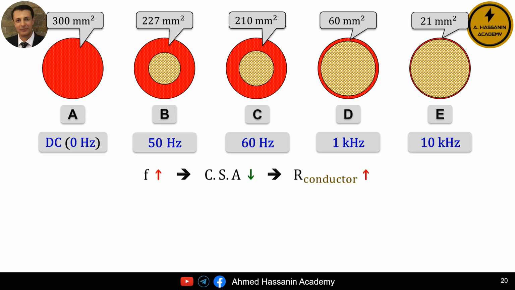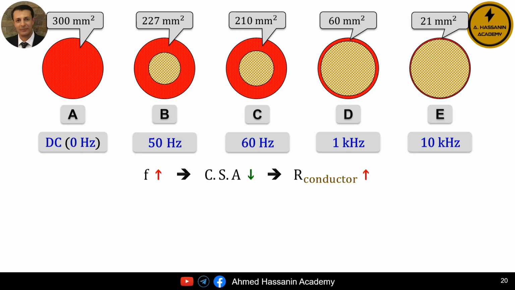That is why we find that in the case of conductor A, which is in the case of direct current, the total cross-sectional area is 300 millimeters squared, and the actual cross-sectional area through which the electric current flows is also 300 millimeters squared. However, in the case of conductor B, which is an alternating current at 50 Hz, although the total cross-sectional area is 300 millimeters squared, the actual cross-sectional area through which the electric current will flow is only 227 millimeters squared. As for conductor C, which is in the case of alternating current at 60 Hz, the actual cross-sectional area is 210 millimeters squared.